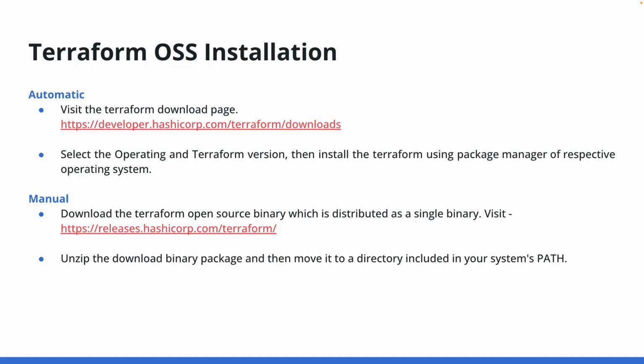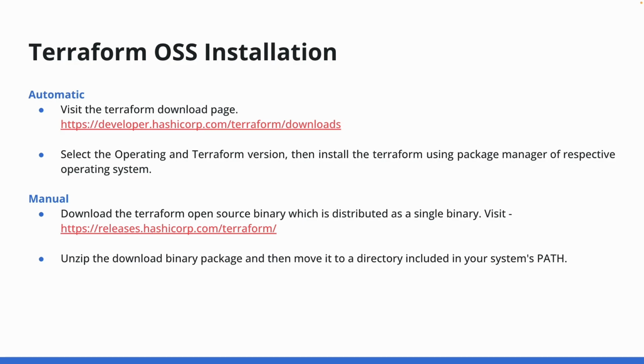If you want to do the automatic installation, visit the Terraform download page and select the operating system of your choice. Say you're using Windows or Linux or any other operating system. Select that operating system, then select the Terraform version, and then follow the on-screen instructions.